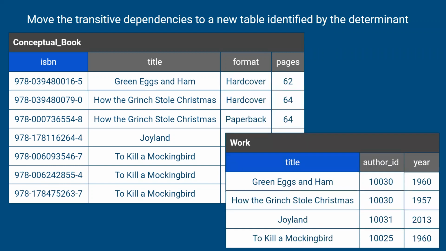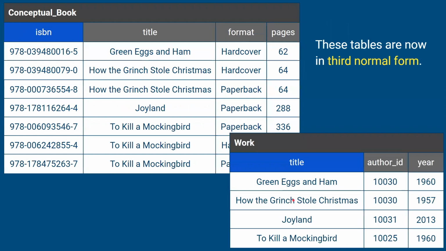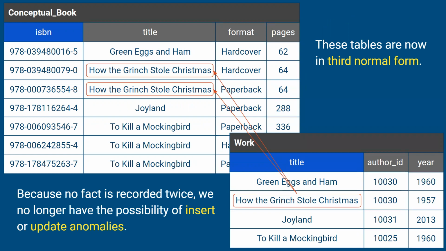And so now we've got this work table collapsed, right? So we should be able to look at how the primary keys reference the foreign keys. Same thing we've done before. We've got 2 conceptual books with the same title. So now title is the primary key of this table. So these are both How the Grinch Stole Christmas, which means they both have just one author ID and 1 year. There's now only one place for me to record the fact that How the Grinch Stole Christmas was written by Theodore Geisler. Only one place for me to record that How the Grinch Stole Christmas was written in 1957.